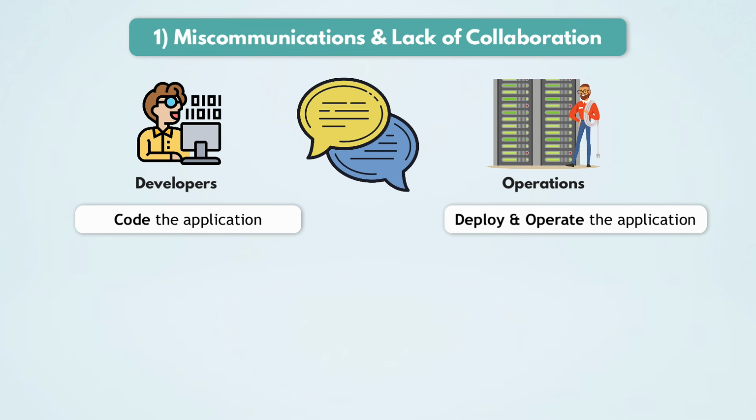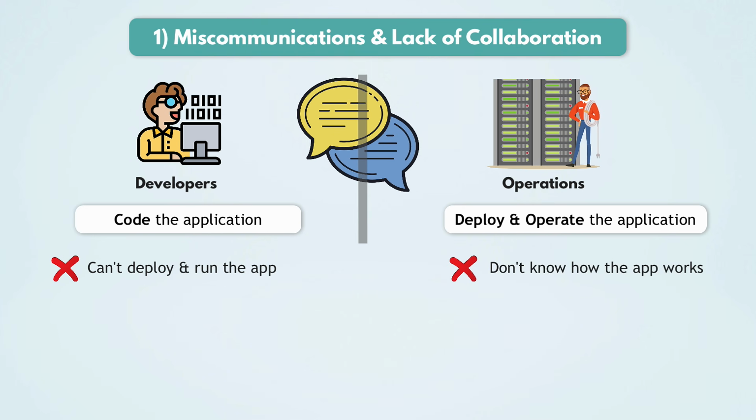And between these two, there might be a gap of "I wrote an application, but I can't run it," or "I'm running the application, but I don't know how it works." So developers would code without considering where or how the code will be deployed, while operations would try to deploy without really understanding what and why they're deploying or how the application even works. And this would result in miscommunications between these two.